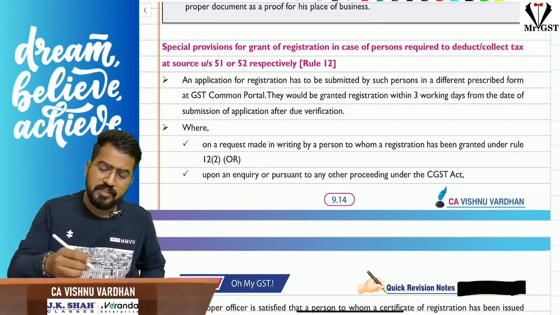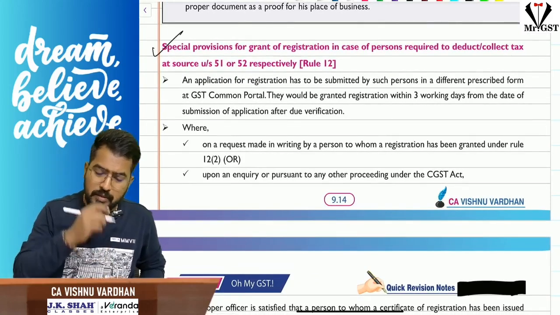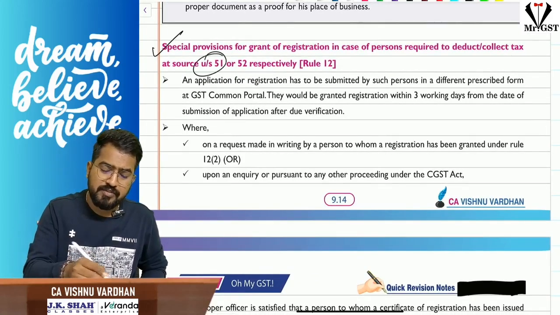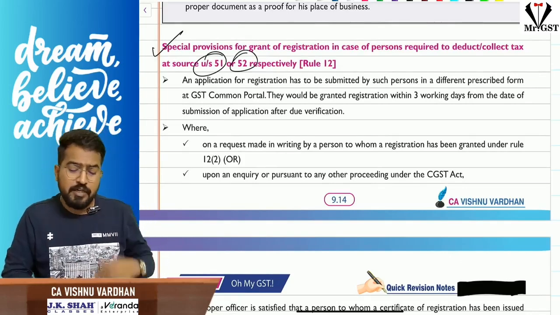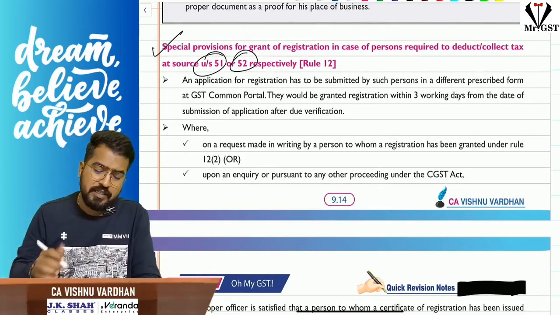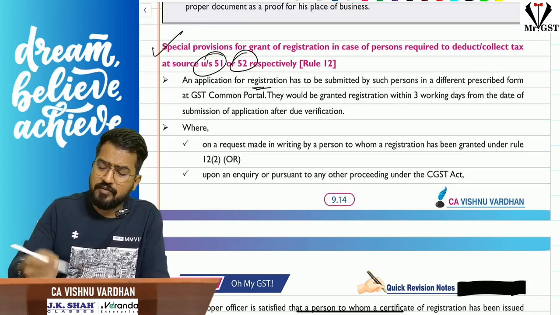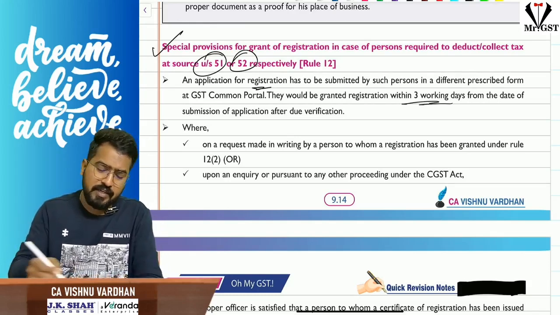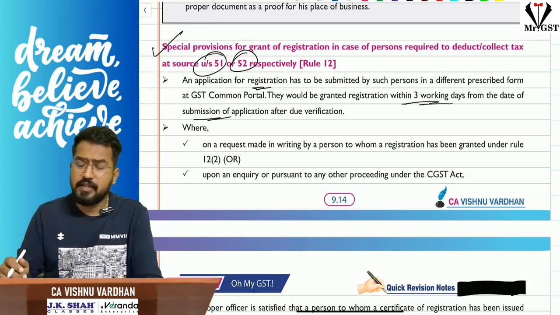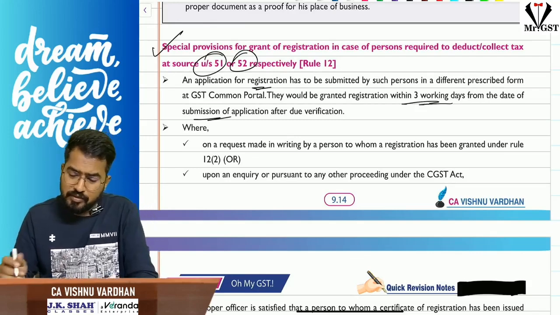Special provision for grant of registration for people who are supposed to take registration because of section 51, 52, that is TDS and TCS. So for them, when they apply for registration, within 3 working days from the date of submission of the application, they'll get their registration certificate. Okay, so that is the point.